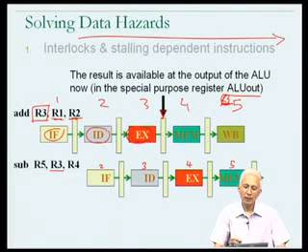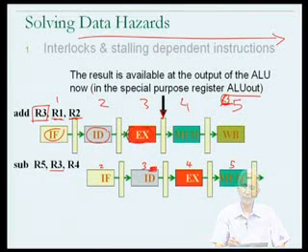Okay, now that would have been a problem, because in the ID stage it would have tried to read the value from register R3 towards the end of the ID stage, which is before the value has actually become available, which is only at the end of that cycle.